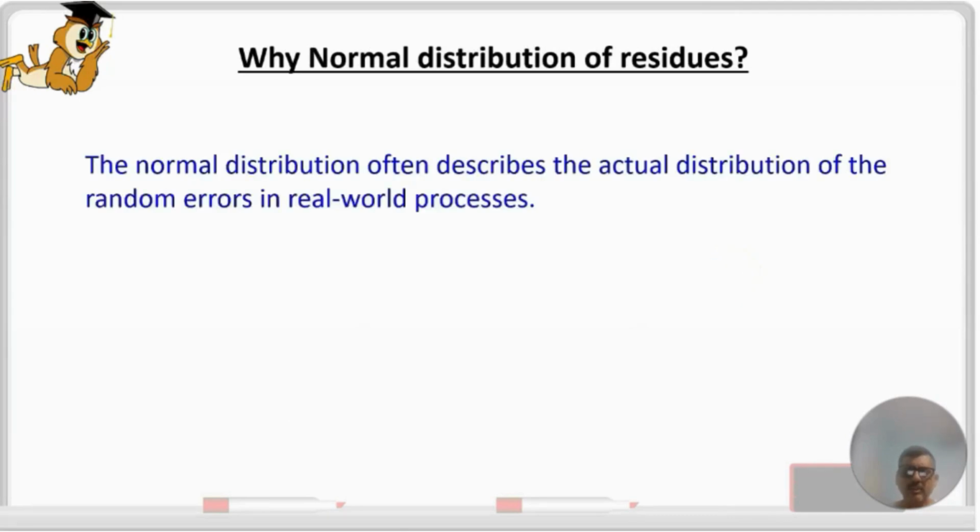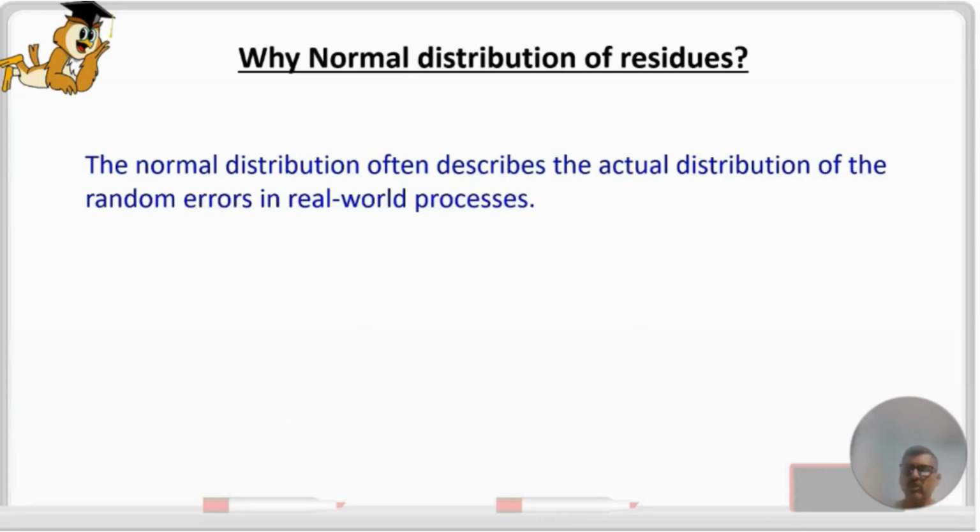Well, the normal distribution is special. The normal distribution is special because it often describes the actual distribution of the random errors in real world processes. For example, the distribution of height of males is a normal distribution. The weight of babies at birth has a normal distribution, and so on. And this is an observation.